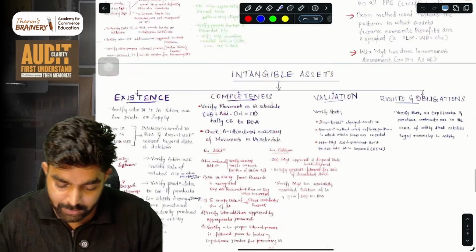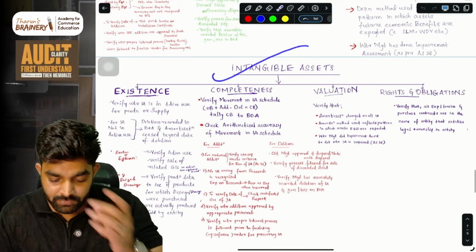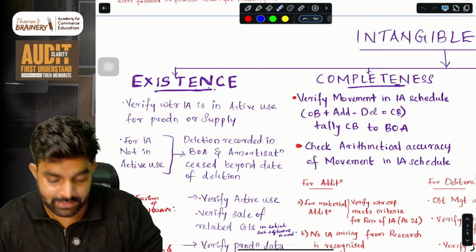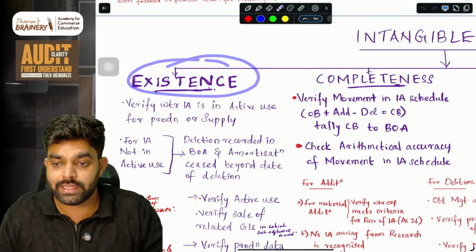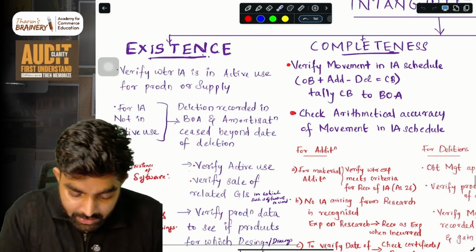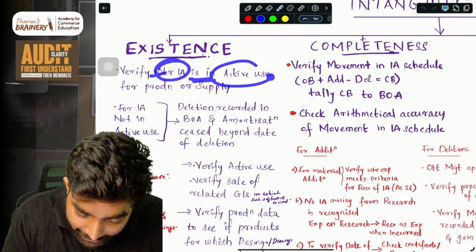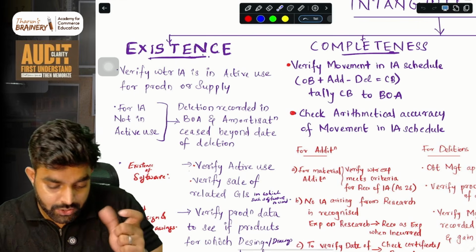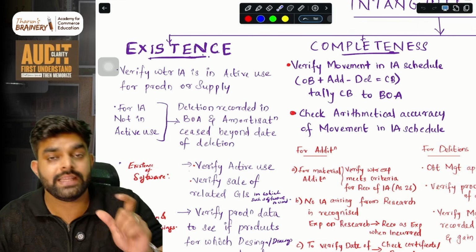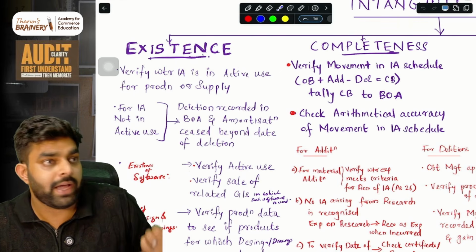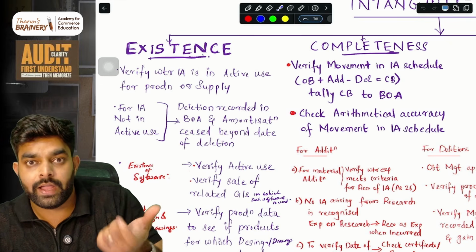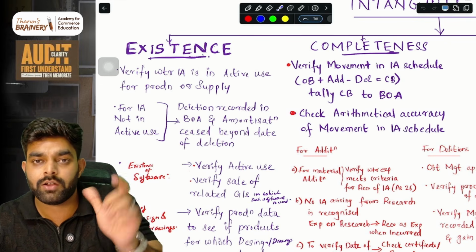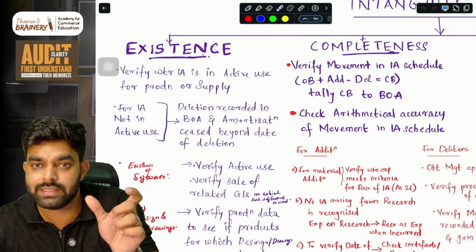Then it is going to be intangible asset. Intangible asset, the software, all these things. So existence: how will you check the existence of an intangible asset? Verify whether the intangible asset is in active use for production or supply. The company has some intangible asset. Make sure the company is actually using that intangible. The company has a patent. Imagine Maruti or Kia and Hyundai. I think Hyundai has the patent of Kia, or Kia has the patent of Hyundai for their design and all these things.